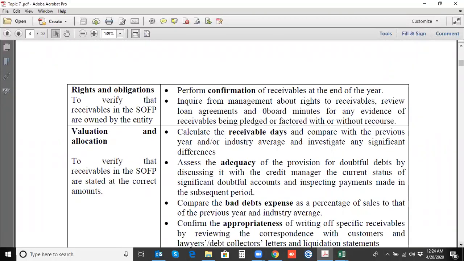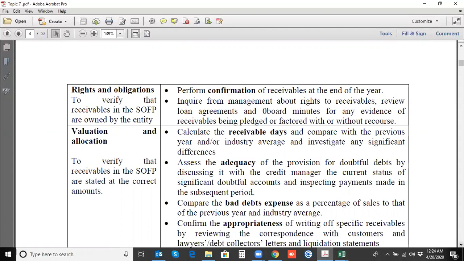Rights and obligations: still performing confirmation of receivables at the year end is going to confirm this. If you request me, the customer, to confirm that the entity you're auditing, I owe it 300 million, and I do confirm, it basically means that this entity has rights and obligations over this balance that is due from me.